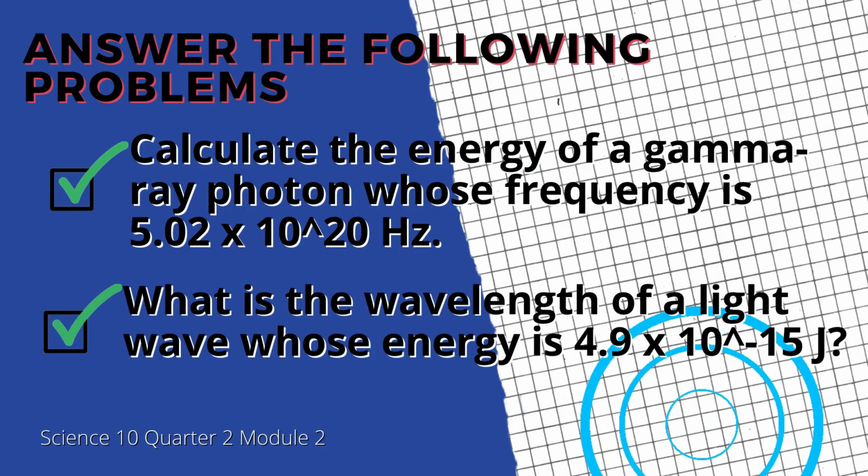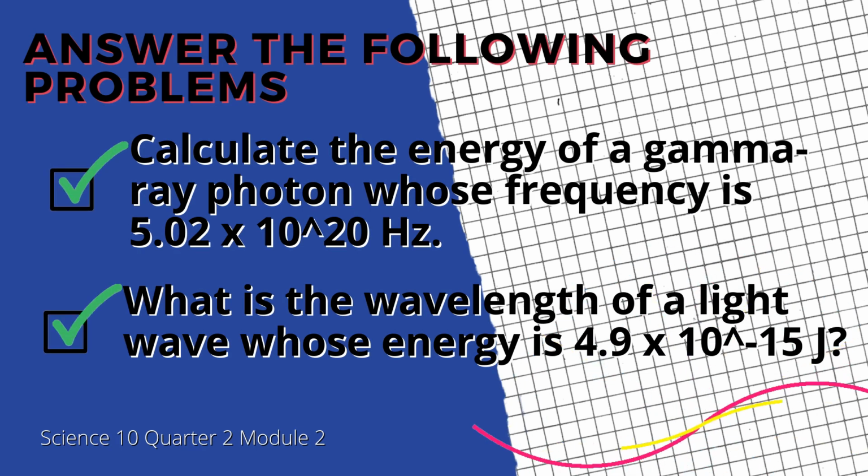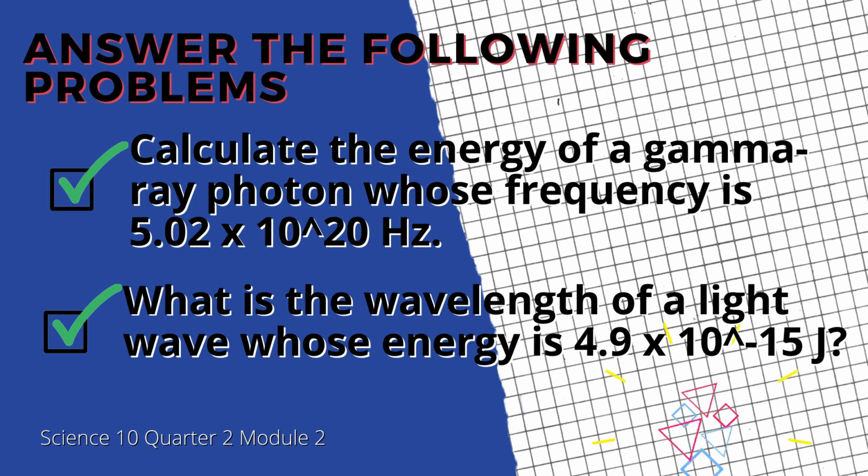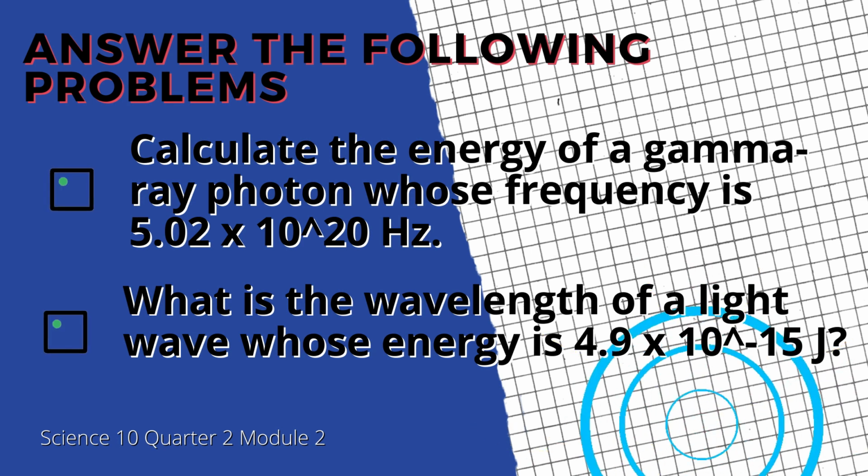Answer the following problems. 1. Calculate the energy of a gamma ray photon whose frequency is 5.02 times 10 to the 20 Hz. Number 2. What is the wavelength of a light whose wave energy is 4.9 times 10 to the negative 15 joules? You may submit your answers on the given Google form link found on this video episode. Proper feedback regarding your answers will be done through your registered email. Thank you.